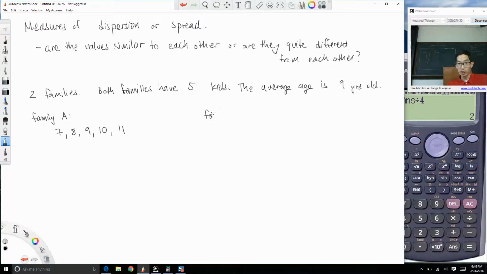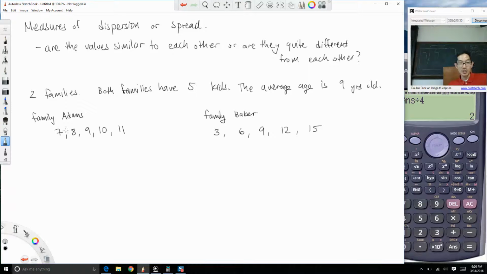And with family B, we'll call this family Adams and family Baker, just because it sounds nicer. Let's say the kids' ages are 3, 6, 9, 12, and 15. Both families have 5 kids. The average age is 9 in both families. Those are both true statements. But does life necessarily look the same in the Adams family or the Baker family? No.